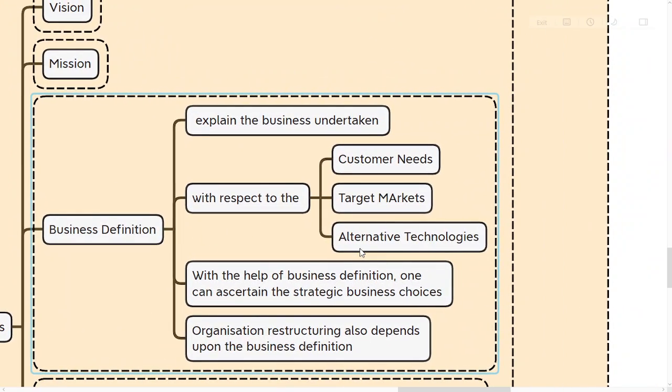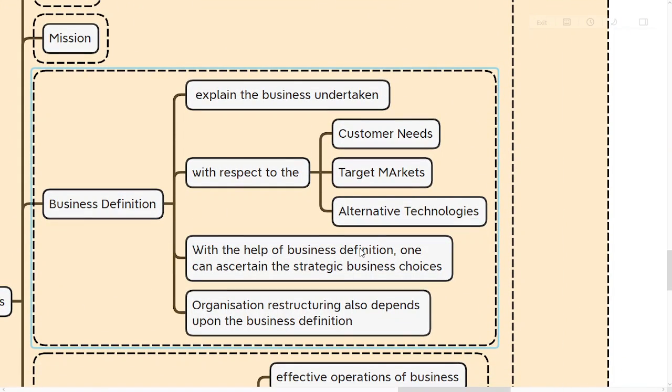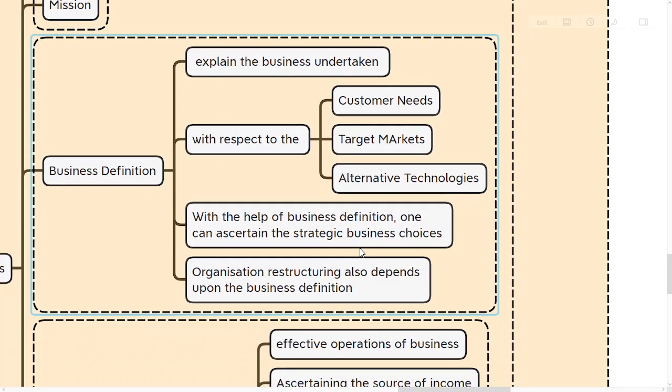First, business definition explains the business undertaken with respect to customer needs, target markets, and alternative technologies. With the help of business definition, one can ascertain the strategic business choice. Organization restructuring also depends upon the business definition. Restructuring depends on the business definition, and strategic business choices are defined based on the business definition.